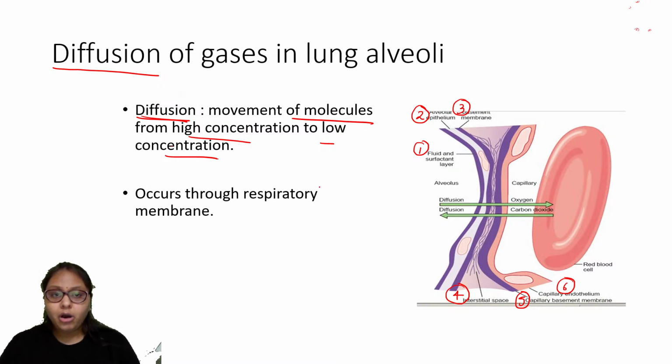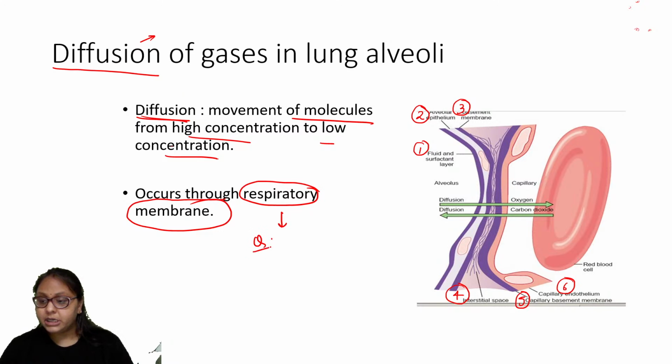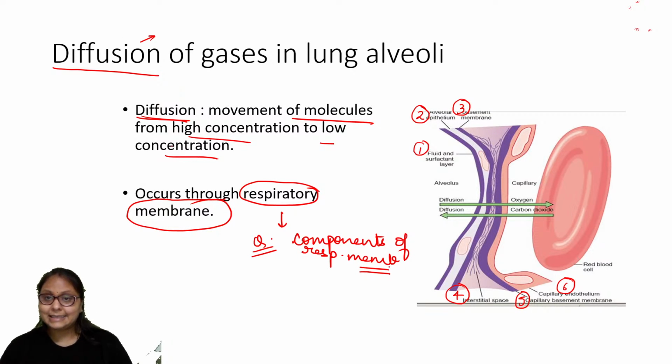Now the diffusion of oxygen and carbon dioxide occurs through what is known as the respiratory membrane. ठीक है, it occurs through what is known as respiratory membrane. और इसमें क्वेश्चन क्या आता है? इसमें क्वेश्चन आता है, what are the components of respiratory membrane? Or respiratory membrane is formed by all of the following except. तो respiratory membrane किस किस के बीच में बन रही है? एक तो alveoli के बीच में, ठीक है, और एक ब्लड कैपिलरी के बीच में.